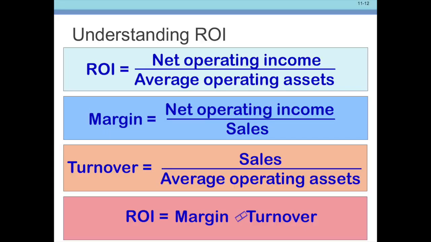So moving on, we can break the ROI into two different parts. If we add sales in there as a component, we can break net operating income into margin, which is net operating income divided by sales, and we multiply it by turnover, which is sales divided by average operating assets. So we essentially would cross out the sales and we would be back to where we started. If we leave the sales in, we can break it into two different components.